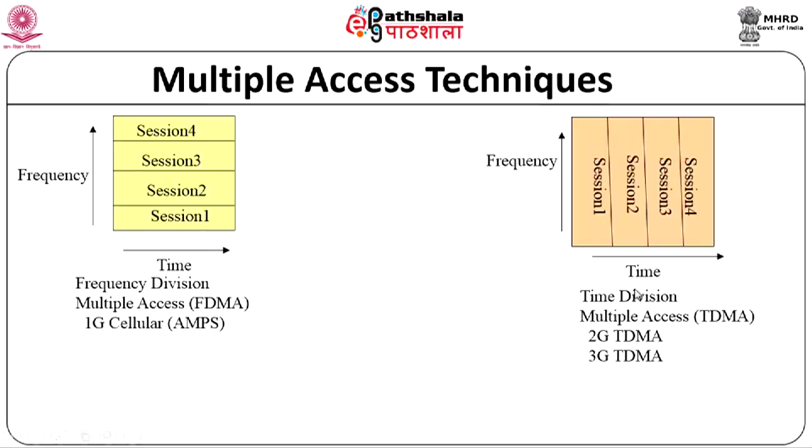Now, in time division multiplexing, you can see that we divide time-wise. That is, the entire set of frequencies, or a particular frequency, is available, and its use is divided time-wise. This is what is used in our 2G TDMA, time division multiple access, and 3G TDMA and so on.